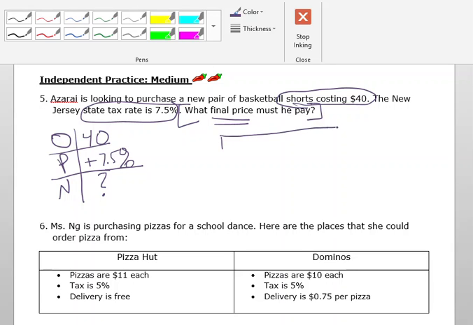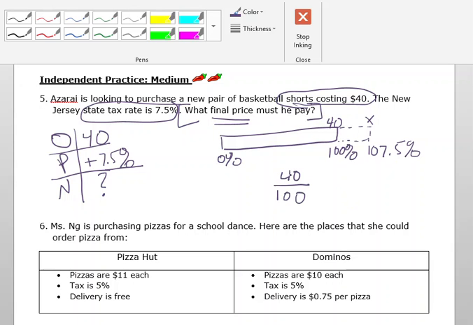You guessed it. I'm going to put this percent bar right here. I have 0%. I have 100%. I have 40. And I'm going to extend my percent bar. I don't know what this is, but I know that this is 107.5%. Okay, so now I have 40 over 100 is equal to x over 107.5.